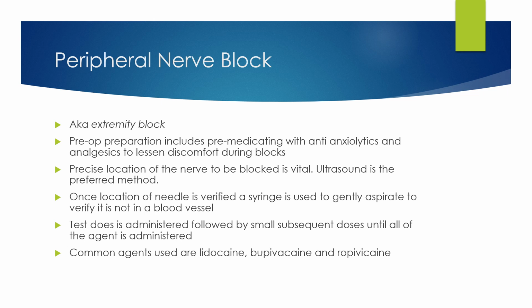Once the location of the needle is verified, a syringe is used to gently aspirate to make sure that we're not in a blood vessel. A test dose is administered, followed by small subsequent doses until all of the agent is administered. The common agents used for these are lidocaine, bupivacaine, and ropivacaine.